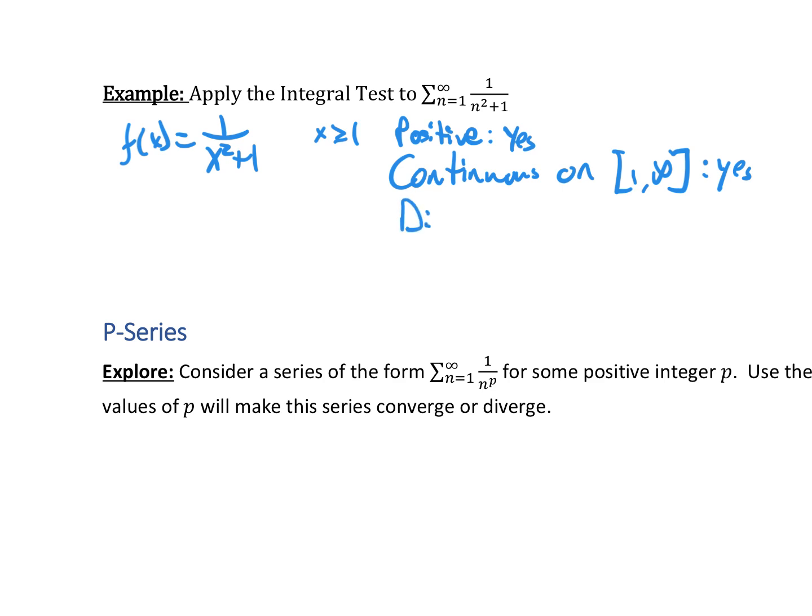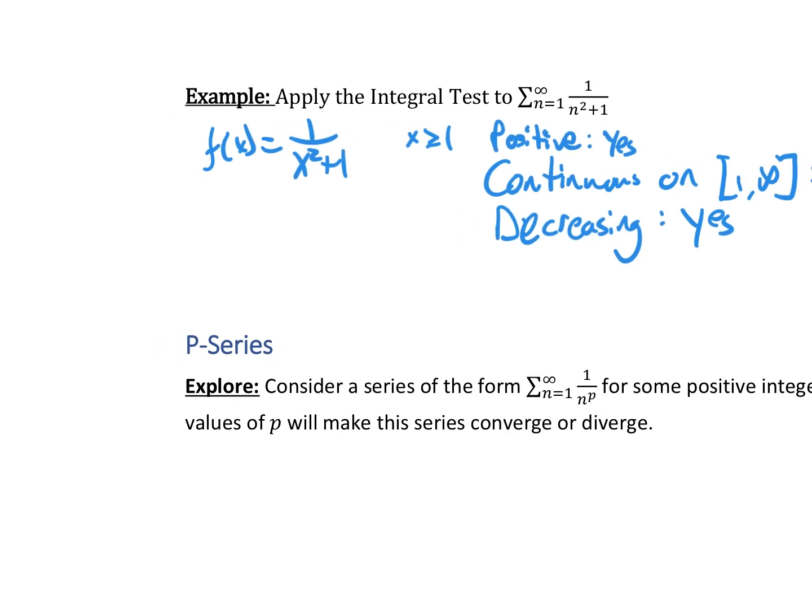And last but not least, is it always decreasing? Well, the top's going to stay the same, and as this becomes 1, 2, 3, 4, 5, the bottom's getting bigger and bigger and bigger, never going to turn around. So yes, it is. Okay, you don't need to show much more than that. But yes, we've got positive, continuous, and decreasing. You can just write it is positive, continuous, and decreasing. All right, let's find the integral here. The integral of 1 over 1 plus x squared dx, and we're going from 1 to infinity here.